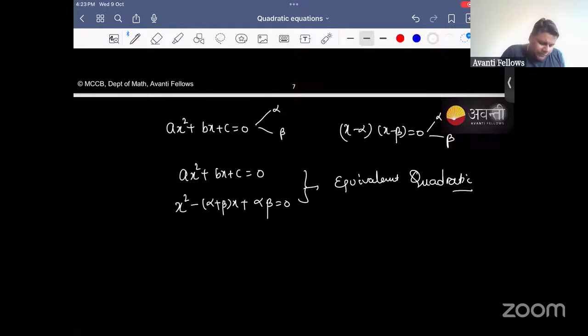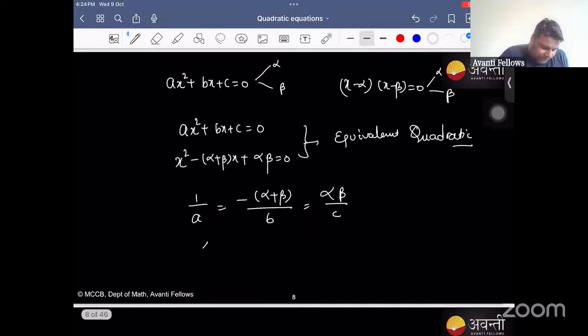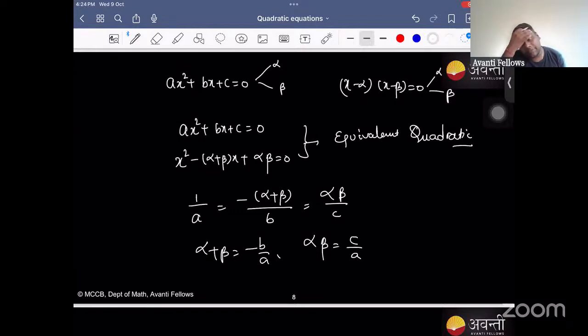Now if you compare both of them, then 1 upon a will be equal to minus of (alpha plus beta) upon b, which equals alpha beta upon c. So from this, alpha plus beta is minus b upon a and alpha beta is c upon a. Got it?